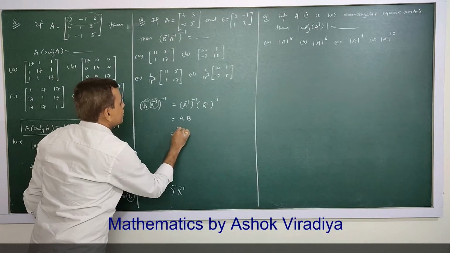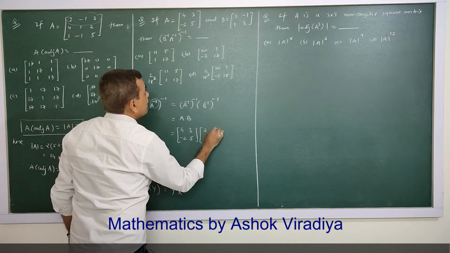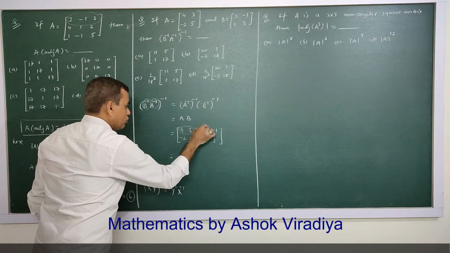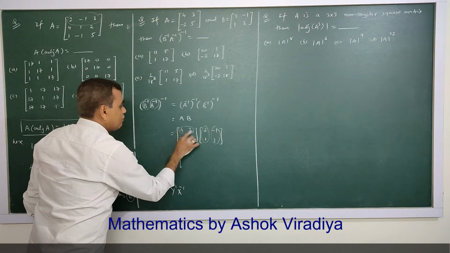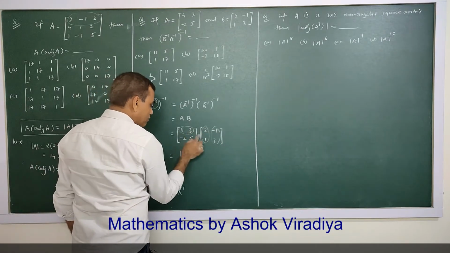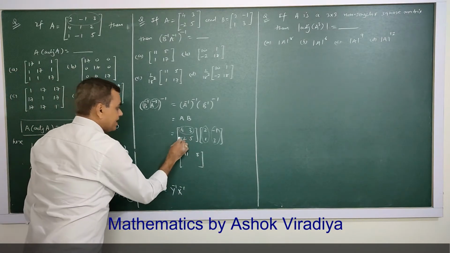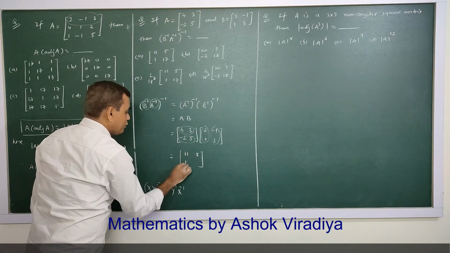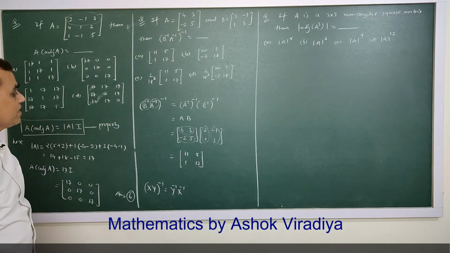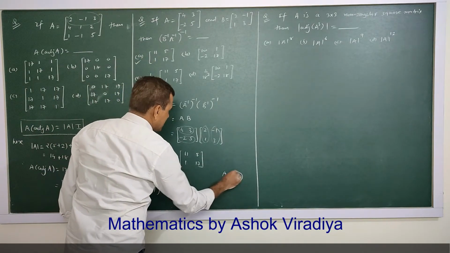So A is 4 3 minus 2 5, B is 2 minus 1 1 3. So multiplying first row, say here 4 into 2 8, 8 plus 3 11, minus 4 plus 9 5. Then taking second line, minus 4 plus 5 1, 2 plus 15 17. So 11 5 1 17, so it is A. So answer is A.